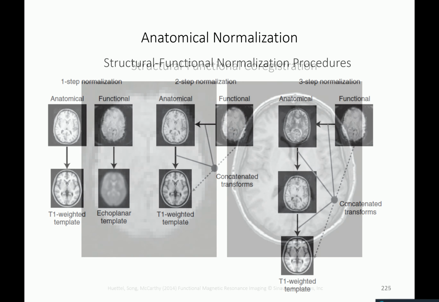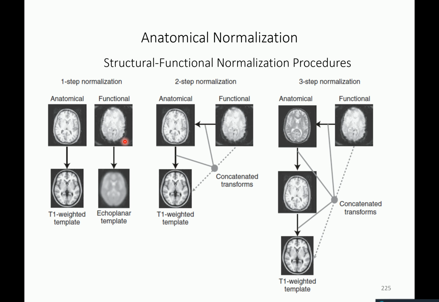And then people do all sorts of things. And this is what is shown here. So what one can do, and what is called here one-step normalization, is you have an anatomical image, you align that with a T1 template, and you have morphed your specific participants' data into an MNI-spaced brain. And this is just simple and done.